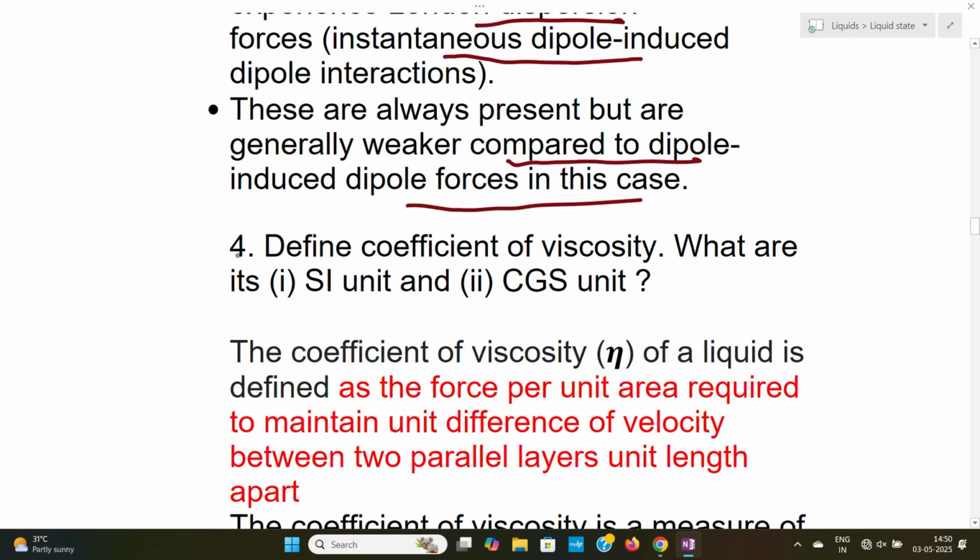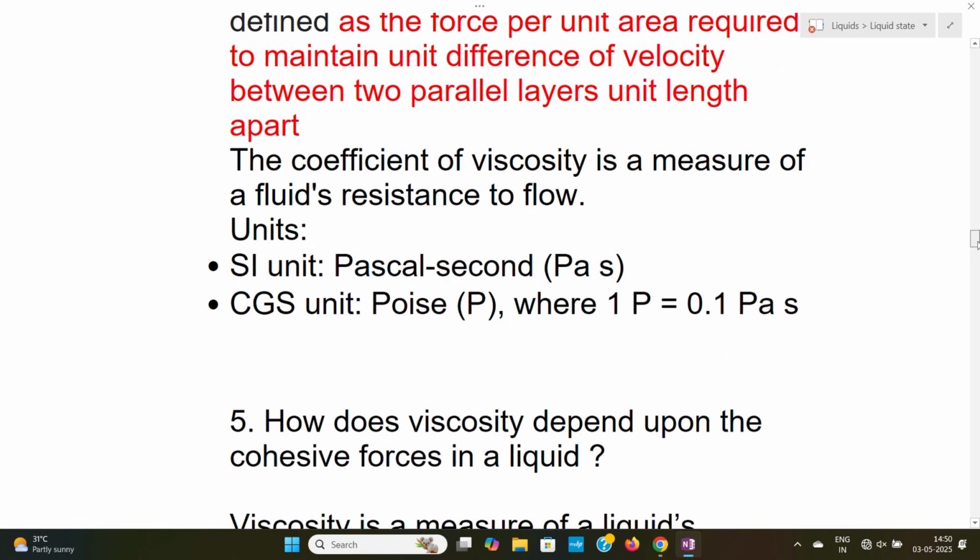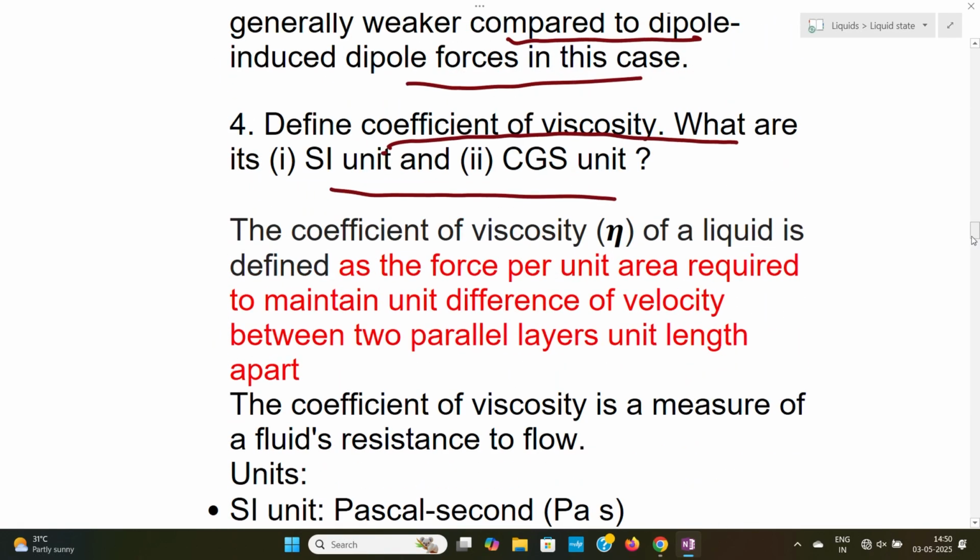Next question is question number 4. Define coefficient of viscosity. What are its SI unit and CGS unit? The coefficient of viscosity of a liquid is defined as the force per unit area required to maintain unit difference of velocity between two parallel layers unit length apart.